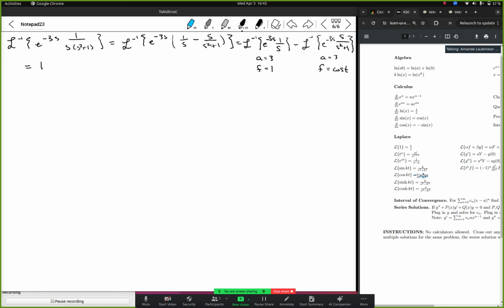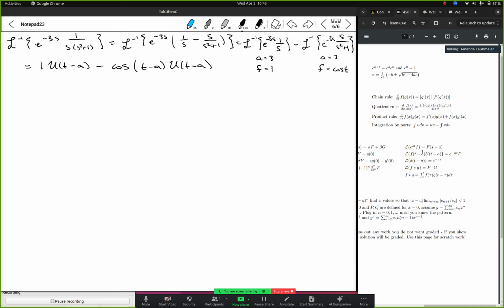So I'm going to get 1 times u of t minus a, minus cosine of t minus a times u of t minus a. So that's just me taking my f of t minus a, u of t minus a, but my a in this case is 3. And remember, the function 1 is 1 at t and 1 at t minus 3, so you don't have to plug in anything there. It just stays as 1.